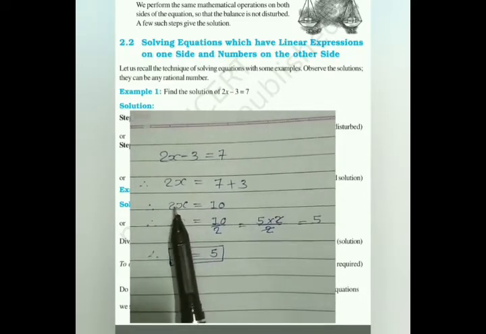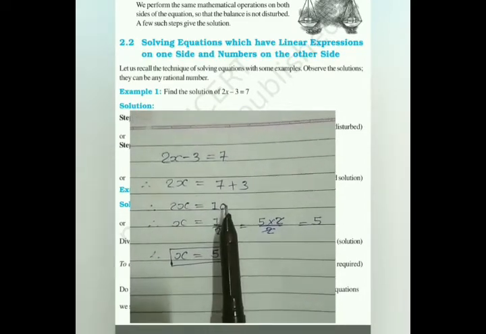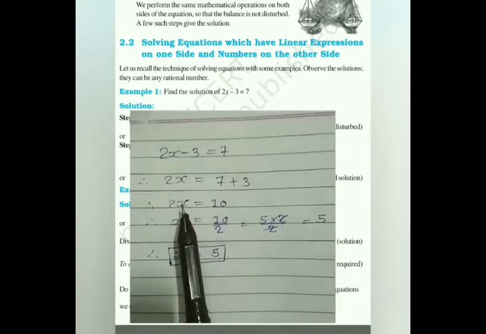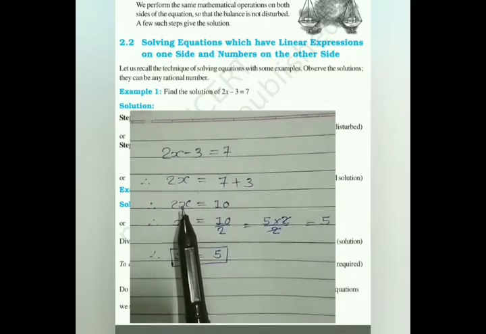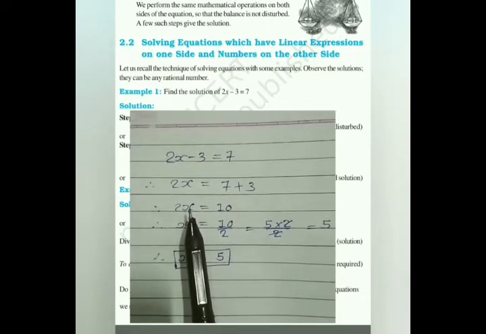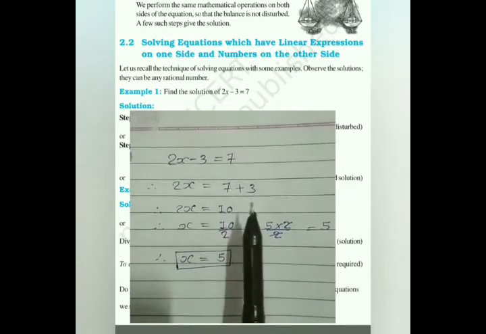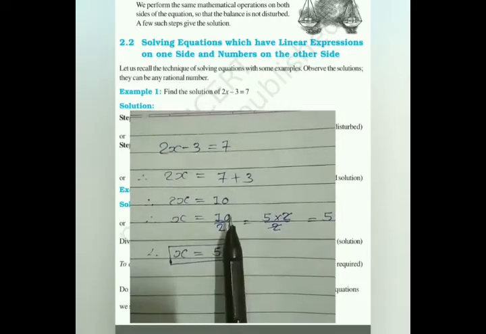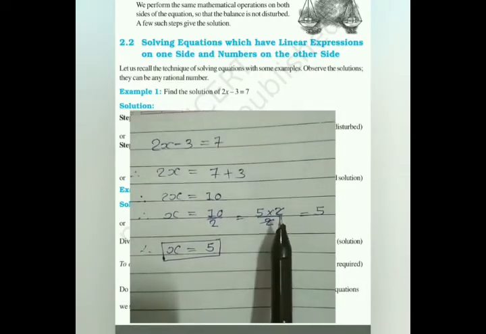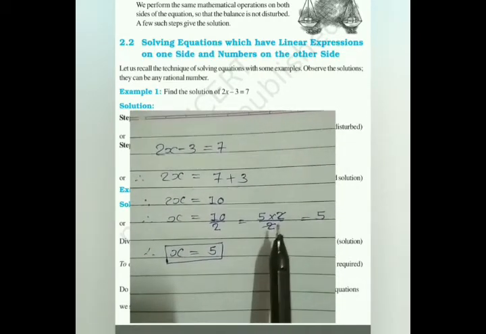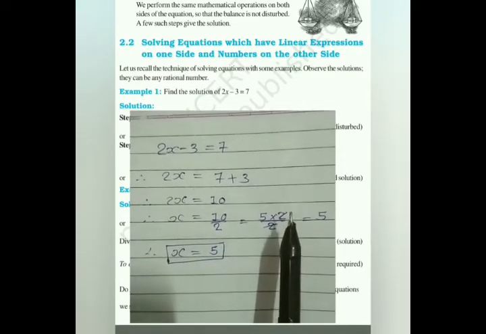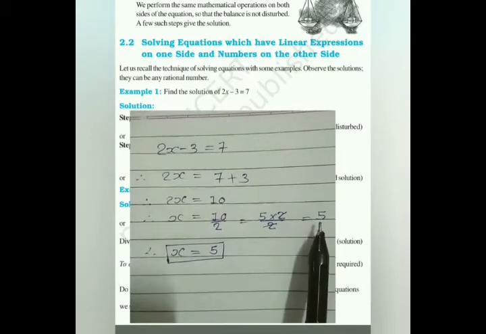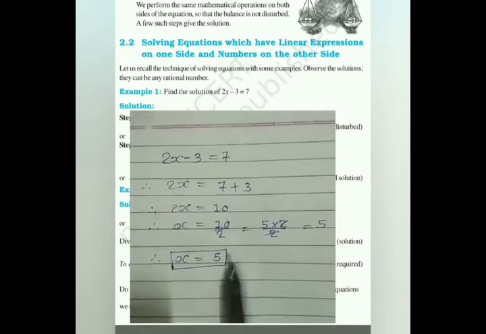Now we take 2 to our right hand side. On the left hand side 2 is multiplied with x. So whenever we transpose 2 to our right hand side, it goes to the denominator. So x is equal to 10 by 2. We know that 5 twos are 10, and the denominator has a 2 and the numerator also has a 2. So we cancel the 2, and our answer becomes 5. Therefore x is equal to 5.